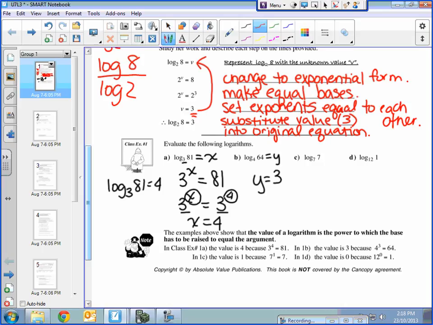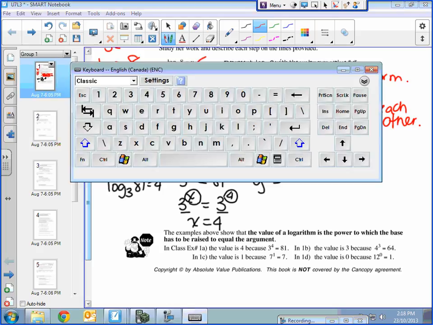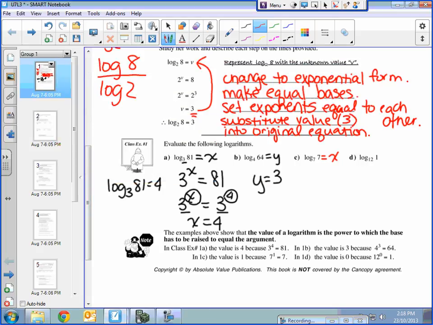Okay, this next one, you guys tell me what to do. Let's set it equal to x. Okay, what's my first step? Yeah, 7 to the x equals 7. This one is easy, but it could be confusing to some. If there's no exponent beside a base, what is your exponent always going to be if there's nothing there? It's always going to be 1, so, guys. So x is equal to? 1. So log of 7 base 7 equals 1.